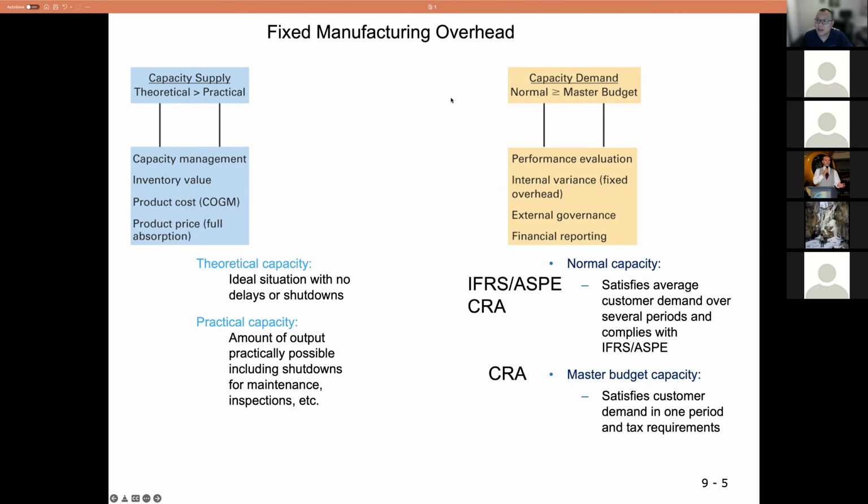So which denominator are we going to use? Normally it's a level of production, the output units. There are different candidates for the denominator. You can think about it from the supply side.